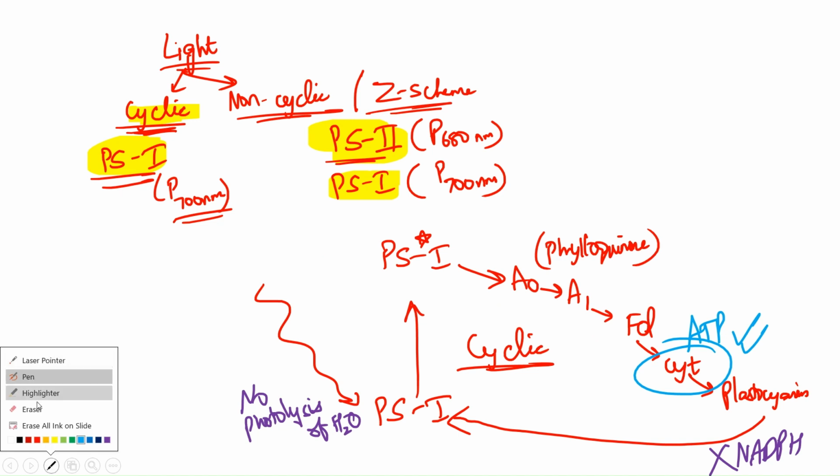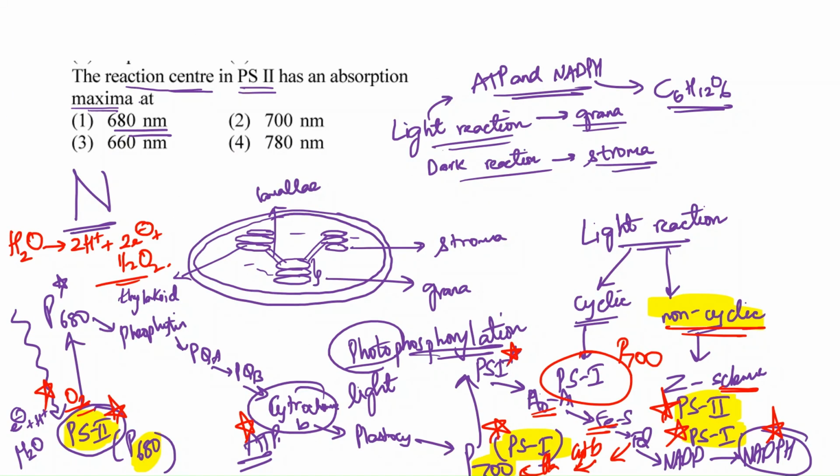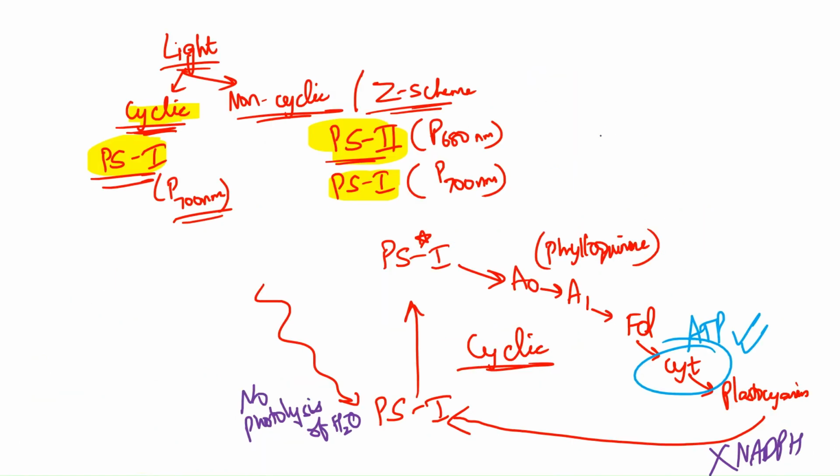Now let's go back to the question. See here, the reaction center in photosystem 2 has absorption maximum at? Photosystem 2 has absorption maximum at 680 nanometers. 700 nanometers is for photosystem 1. Okay. So the correct answer is option 1. Photosystem 2 has an absorption maximum at 680 nanometers.